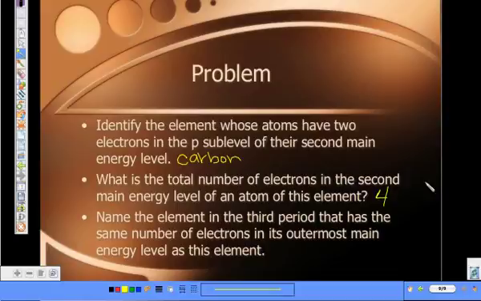Now name the element in the third period that has the same number of electrons in its outermost main energy level as this element. So if we're in the third period and we need 4 electrons in the third energy level, that'd be 1, 2, 3, 4. Silicon.